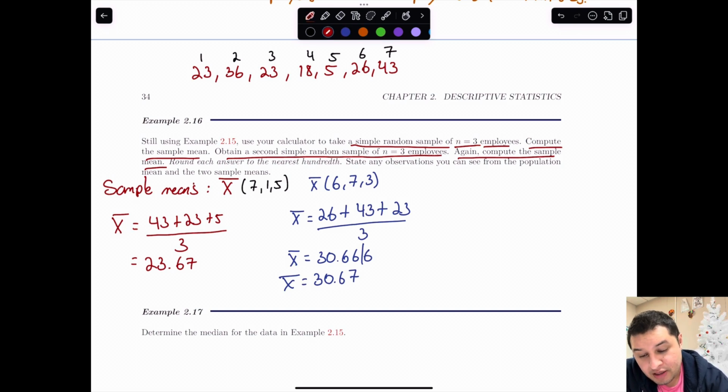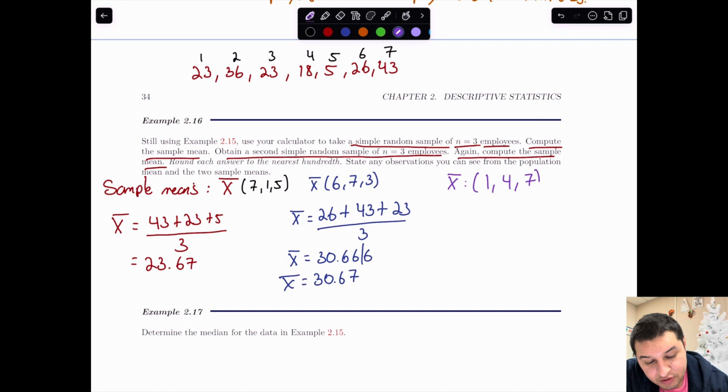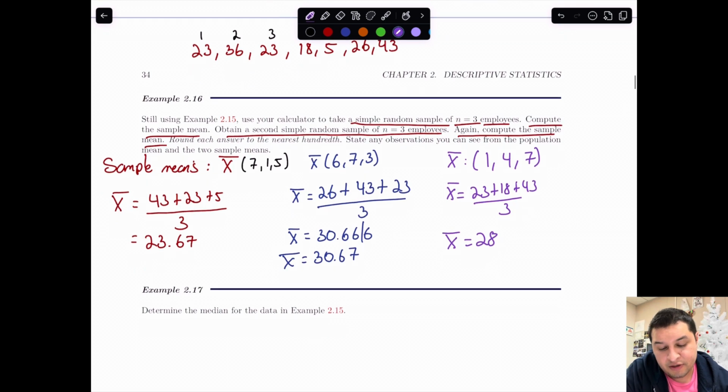All right, and then the last one we'll do one that I already kind of did, and that's gonna be the X bar, and that one gave us the 23. So I believe the numbers were 5, 18, which is 4, and then 43, which is 7. And so X bar is going to give me 23 plus 18 plus 43, all divided by 3. So my X bar ends up being exactly 28 here.